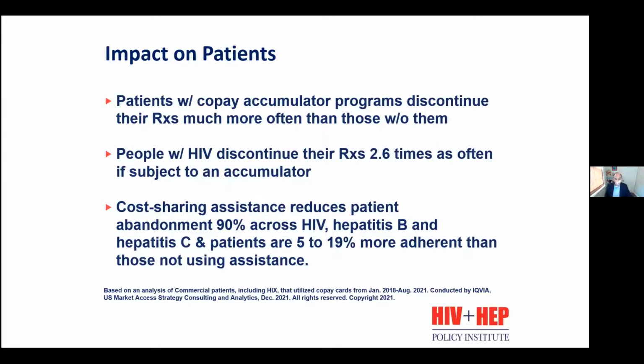They also found that cost-sharing assistance reduces patient abandonment 90% across their hepatitis and HIV drugs, and that people with cost-sharing assistance are 5 to 19% more adherent than those not using assistance. So you can see, we all know the role of patient assistance, Charlie talked about that, but copay accumulators are making it harder for that copay assistance to count and for people to pick up their medications, which will lead to abandonment of their medications. Next slide.